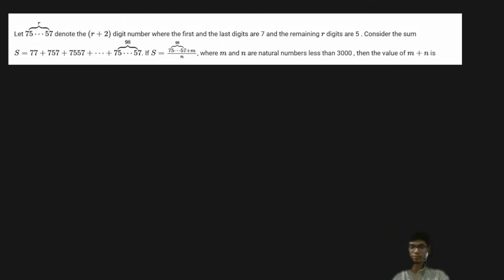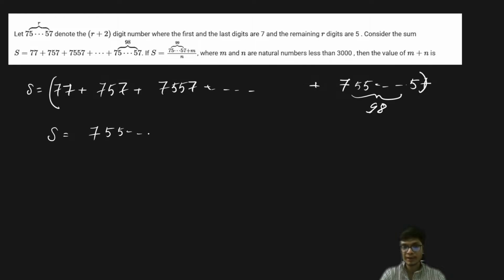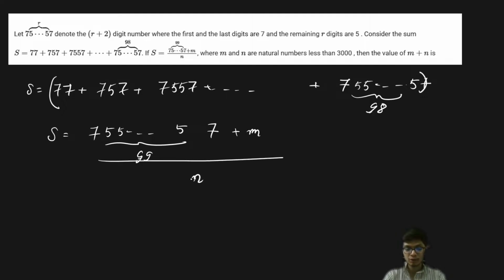Now, it is a very interesting problem. It says that the sum of these numbers, with first digit 7 and last digit 7, so 77 plus 757 plus 7557 and so on, up to the last number, 755 with the 5 repeated 98 times, so the last number has 100 digits. This sum is given as S, and S is represented as 755, where there are 99 fives and the last digit is 7, plus some m divided by n. That is what the question is talking about, right?